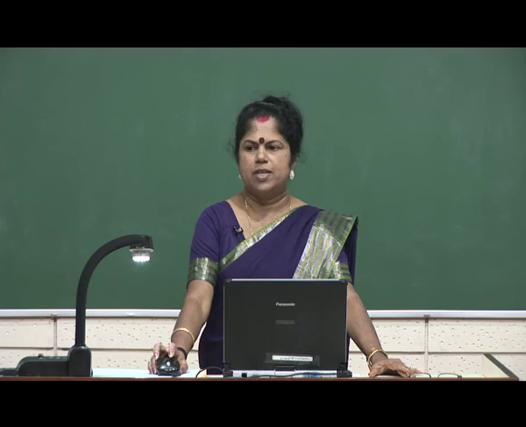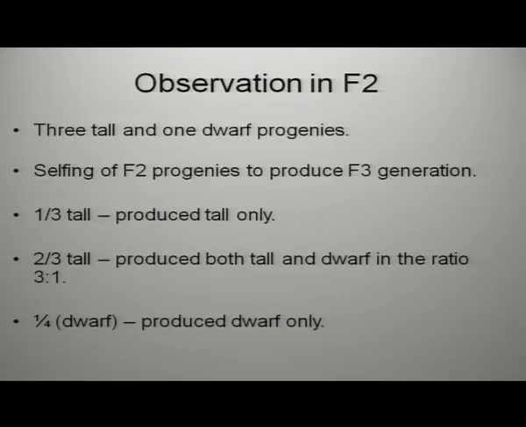So, listen, once again I am repeating the observation of the F2 monohybrid cross. See the results of the F2 generation. You can see here 3 tall and 1 dwarf progeny. Selfing of the F2 progenies to produce the F3 generation. And here in the F3 generation, 1/3 tall plants produced tall plants only, and the 2/3 tall plants produced both tall and dwarf in the ratio 3:1. 1/4 of the F2 progeny, that is the dwarf progeny, produced only dwarf.